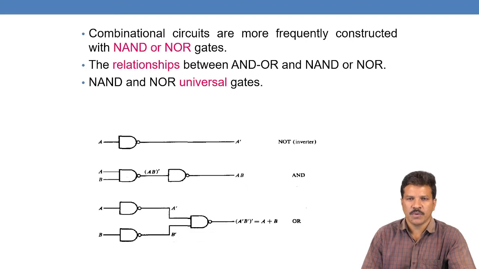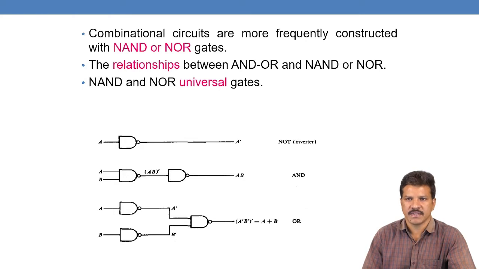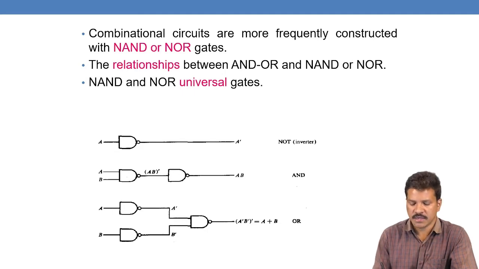So it is required to study the relationship between AND, OR and NAND, NOR. Once we know the relation between the universal gates and the normal gates, we can easily implement whatever Boolean function is represented in AND, OR, inverter form using NAND and NOR. Because NAND and NOR are universal gates, as shown in the figure, we can convert them into NOT gate, AND gate, and OR gate.